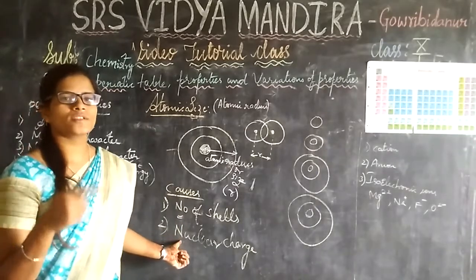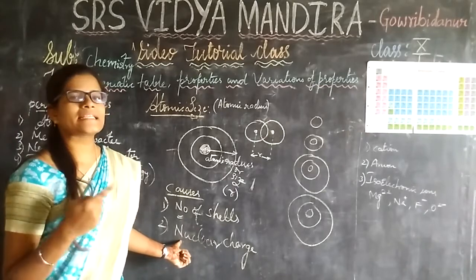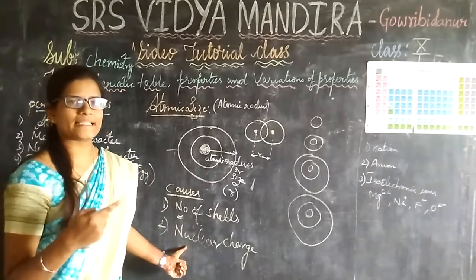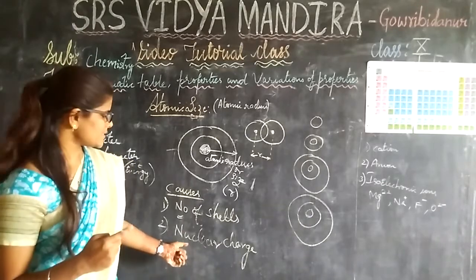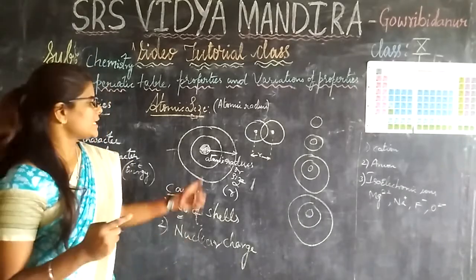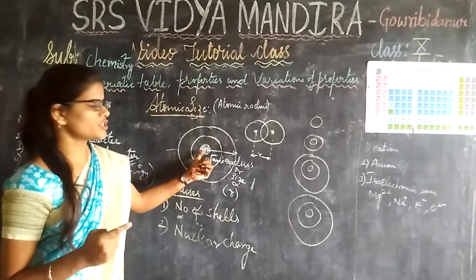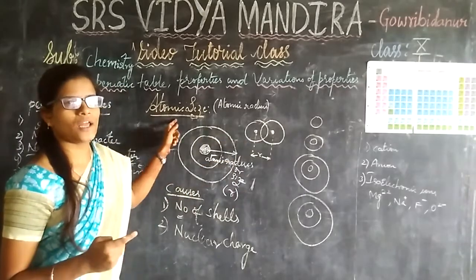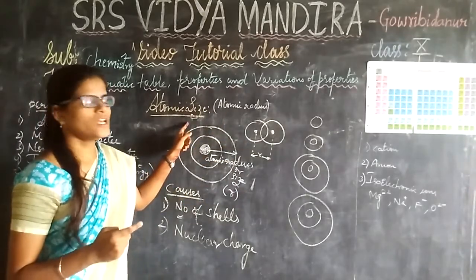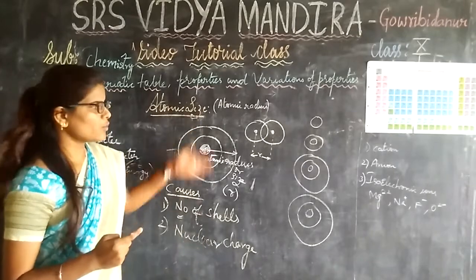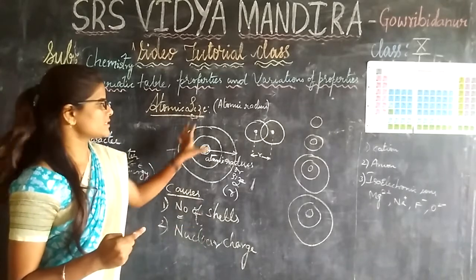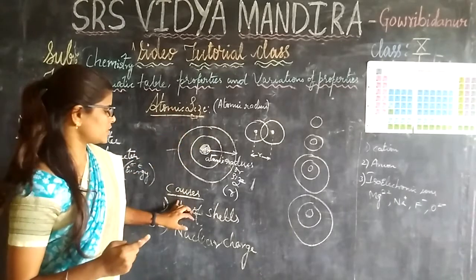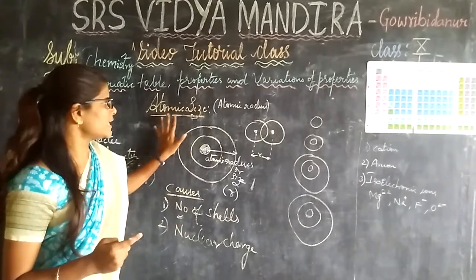If the number of shells goes on increasing due to increasing atomic number, the nuclear charge decreases. Why does this nuclear charge decrease? Because there will be less force of attraction between the nucleus and the outermost valence electron shell. So the nuclear charge down the group goes on decreasing because the number of shells increases. These are the causes for the atomic size.